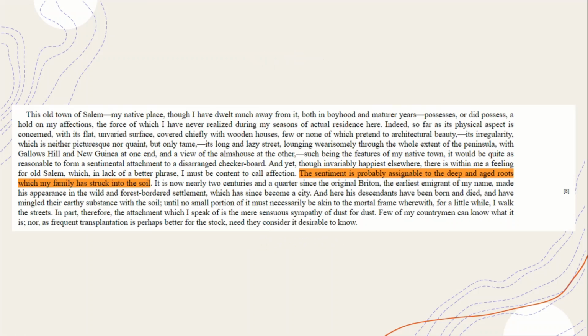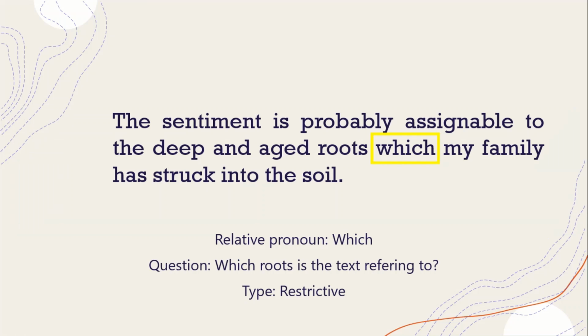The first sentence says, the sentiment is probably assignable to the deep and aged roots which my family has struck into the soil. So, how can we identify the adjective clause? First, we look for the relative pronoun and we need to ask, which roots is the text referring to? This clause is restrictive because it is necessary to identify the noun. So this is the subordinate clause.